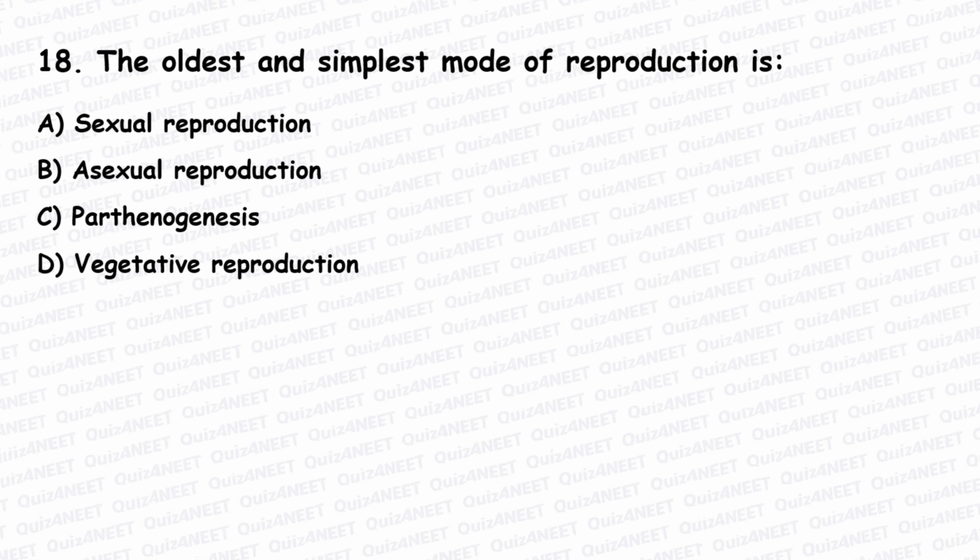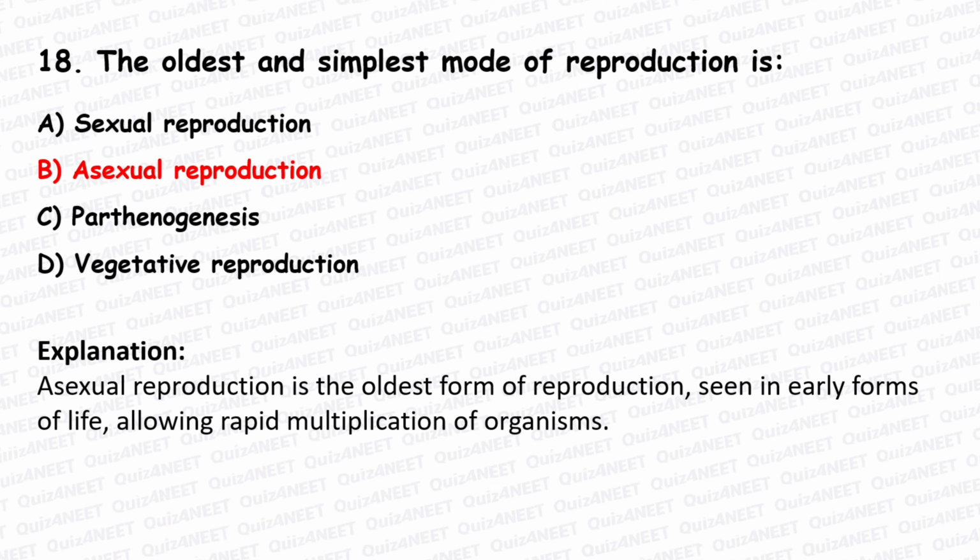18. The oldest and simplest mode of reproduction is A. Sexual reproduction, B. Asexual reproduction, C. Parthenogenesis, D. Vegetative reproduction. The right answer is B. Asexual reproduction. Explanation: Asexual reproduction is the oldest mode of reproduction, allowing organisms to multiply quickly and efficiently.